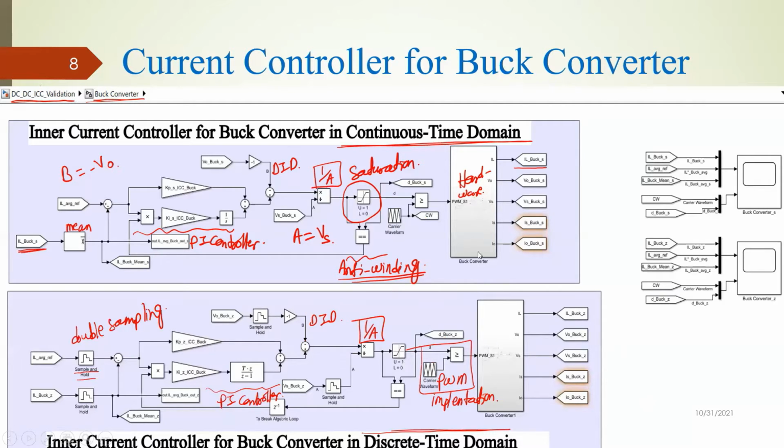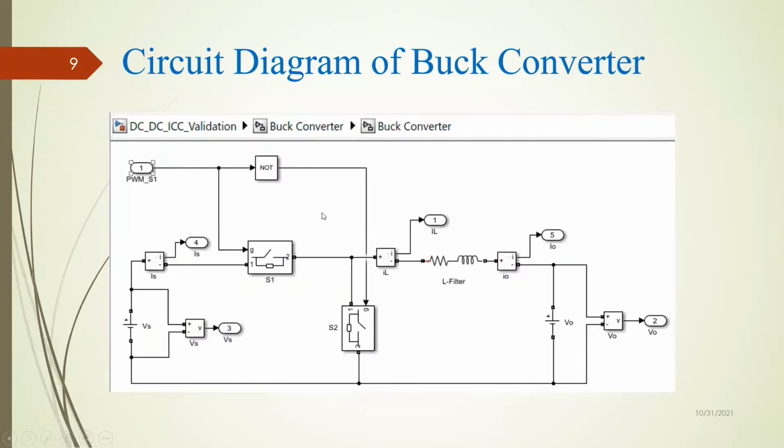So let's look inside this hardware circuit now. How does it look? So this is our buck converter. Here we have the source, and as I said before, we have the load as a battery. I have changed the load to a battery voltage because we want to test our inner current control loop, and this is another application where you want to charge your battery using DC-DC converters.